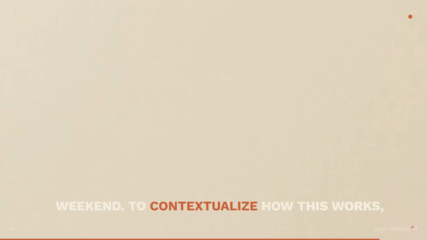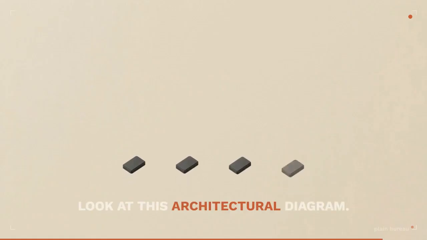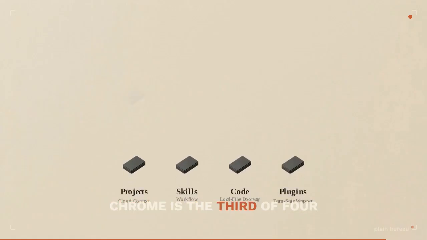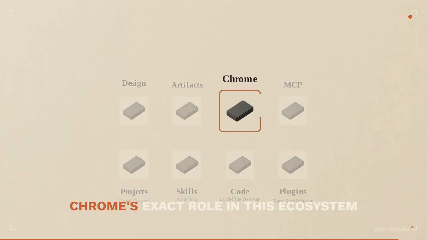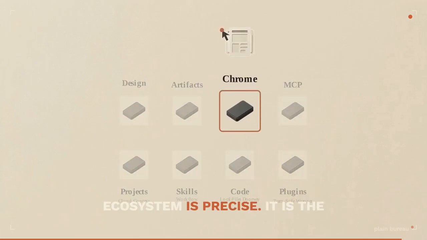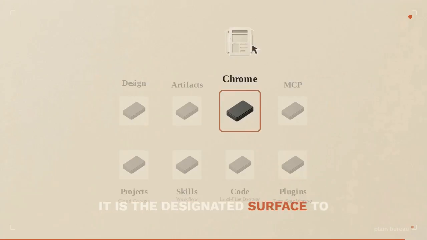To contextualize how this works, look at this architectural diagram. Chrome is the 3rd of 4 consumer surfaces that sit directly on top of Claude's foundational stack: projects, skills, code, and plugins. Chrome's exact role in this ecosystem is precise. It is the designated surface to handle browser clicking and web navigation.